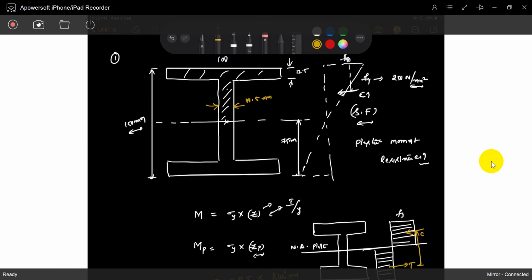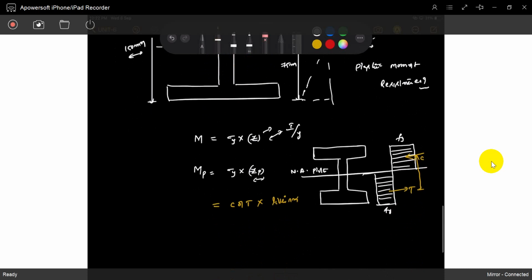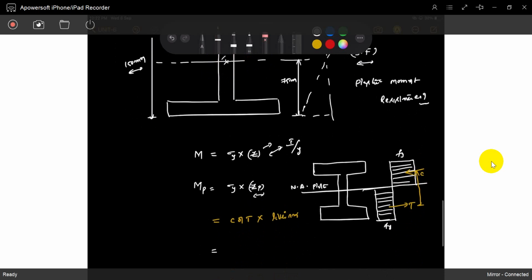So now you can see, can you find it? What is the compressive force? Total compressive force, every fiber reaches Fy. Fy is 250, you already know. No need at all, because we want to find out Zp only.